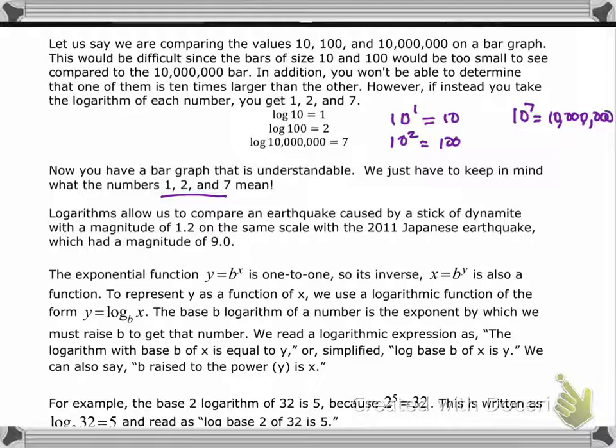All right, so if we use logarithms, they allow us to compare, and this is how the Richter scale works. It's logarithmic base 10. We can compare the earthquake caused by a stick of dynamite, which has a magnitude of 1.2, with that 2011 Japanese earthquake, which had a magnitude of 9.